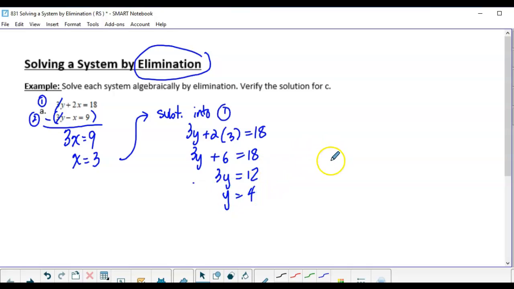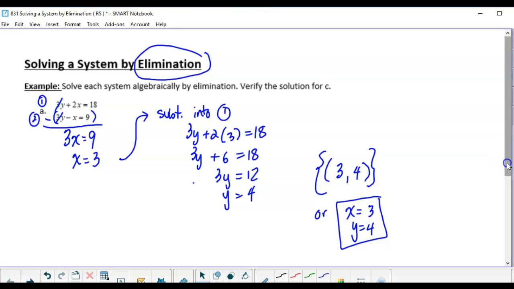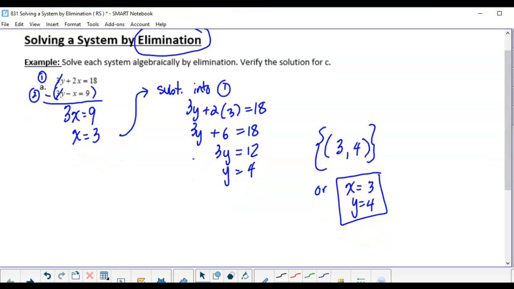If you ever need to stop or pause the video, go for it. So the ordered pair is (3, 4) in your solution, or you write them out together: x equals 3, y equals 4. Okay. Make it clear what your solutions are. You should verify, so it does say verify the solution.